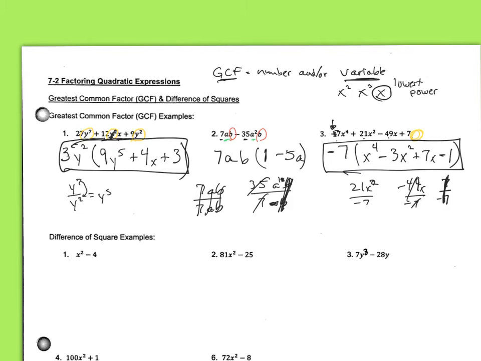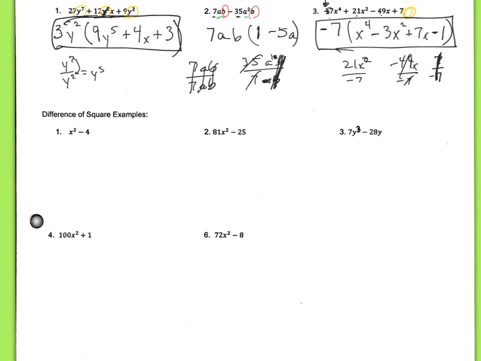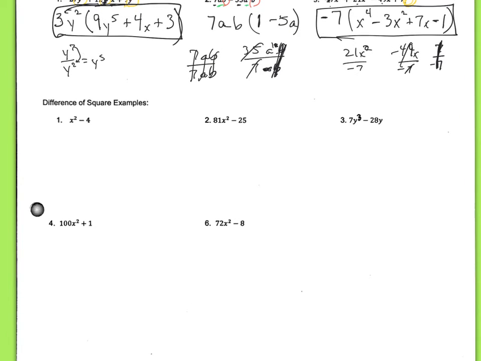Then we have another type of factoring, which is considered to be some of the easiest factoring we have, and it's called the difference of two squares. Difference of two squares means we have a perfect square, like x squared. Any even power is a perfect square. And then we have a perfect square at the end.